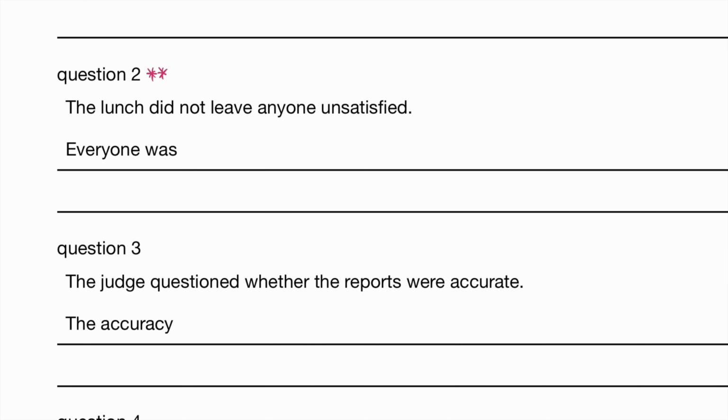The lunch did not leave anyone unsatisfied. Actually, that's a fancy way of saying everyone liked the lunch. Do you understand that? The lunch did not leave anyone unsatisfied. So nobody was unsatisfied. Well, what does that mean basically? Everyone was satisfied with the lunch.